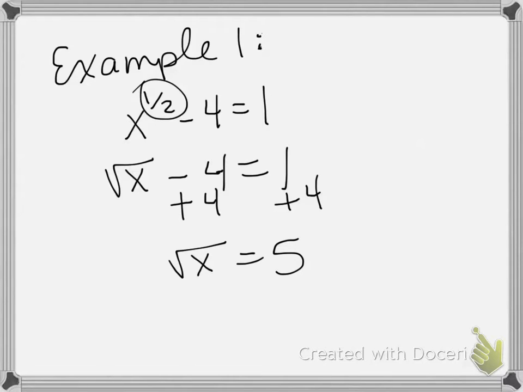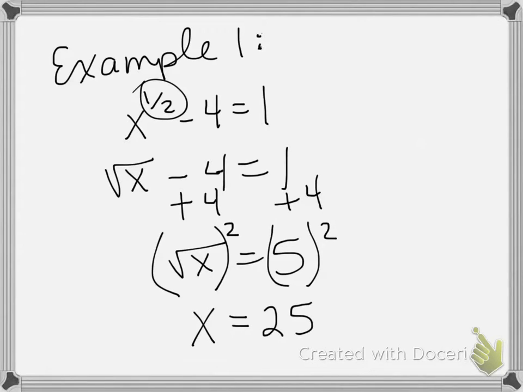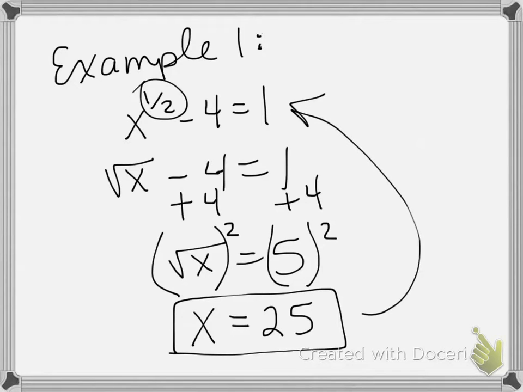And then the opposite operation of square rooting something is to square it. So I'm going to square both sides. When you take the square root of x and you square it, it leaves you with x, and 5 squared is 25. So if I take the square root of 25 and I subtract 4, I should get 1. So my solution here is 25. That's what you do if it's a square root.